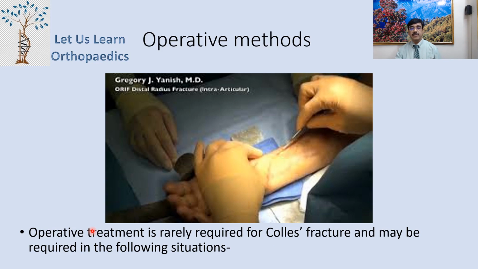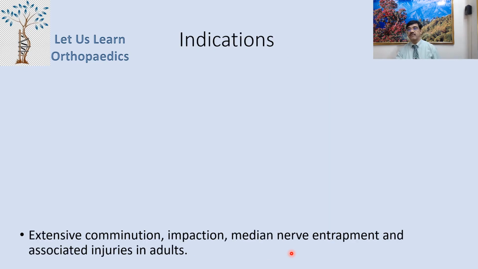The next method of treatment of the Colles fracture is obviously the operative method. The operative method is rarely required for Colles fractures, and it may be required in the following situations only. 1. Whenever there is extensive comminution. 2. Whenever there is extensive impaction. 3. Median nerve entrapment. And 4. Associated injuries in the adult.